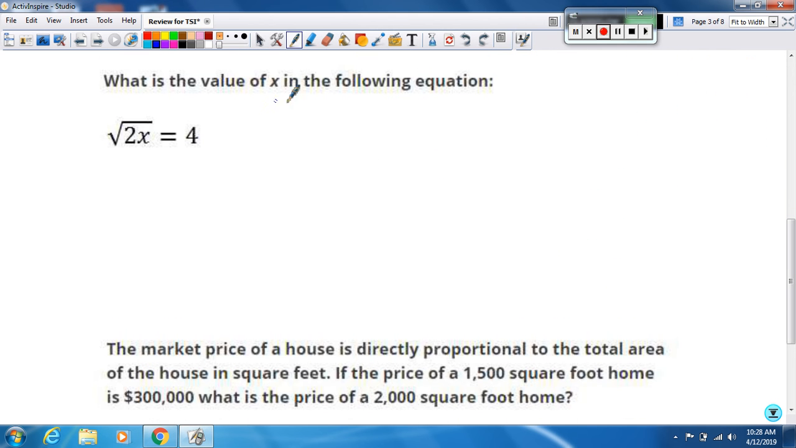What is the value of x in the following equation? To get rid of a square root, you have to square both sides. So a square and a square root get rid of each other. They cancel out because they're opposites. So I have 2x equals 4 times 4 is 16. Divide both sides by 2. Top cancels with bottom. 16 divided by 2 is 8.